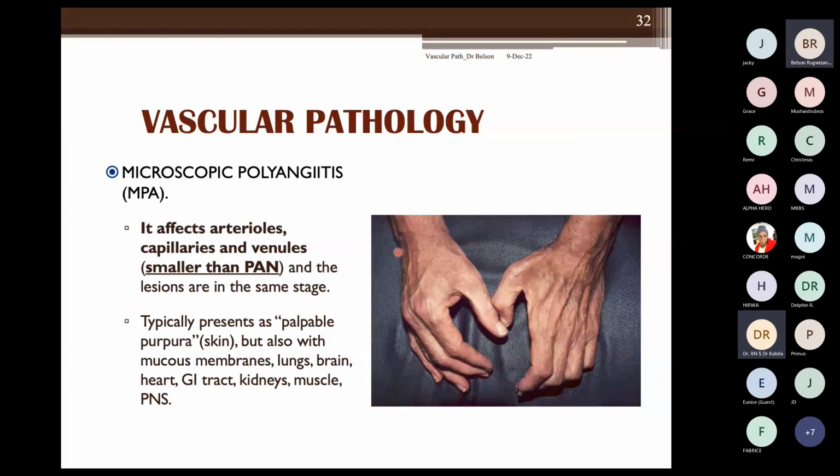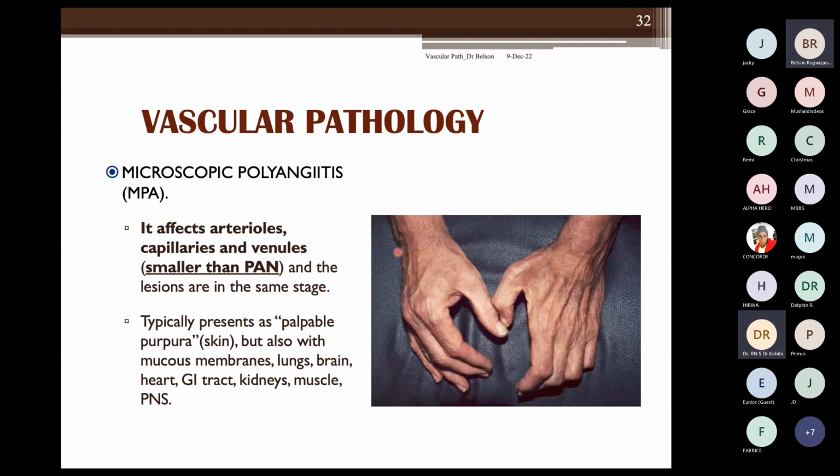So microscopic polyangiitis. We went from giant cell arteritis, which affects larger vessels, so we are going from larger vessels to smaller vessels. Microscopic polyangiitis affects the microscopic vessels: arterioles, capillaries, and venules. Similar to polyarteritis nodosa, the lesions are in the same stage.